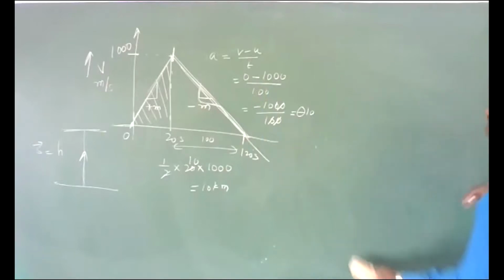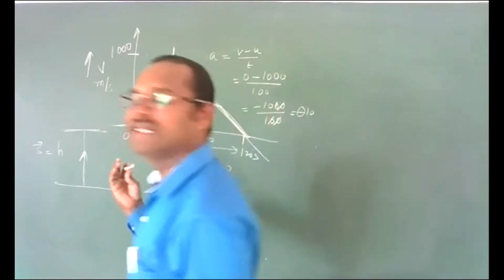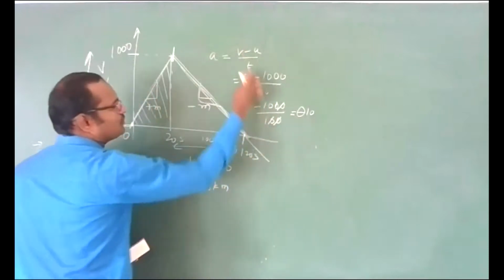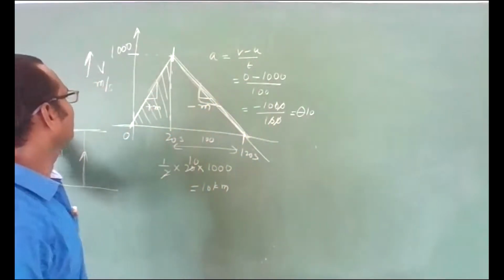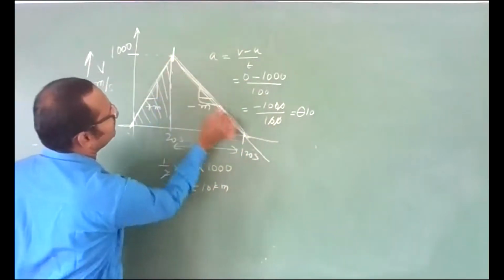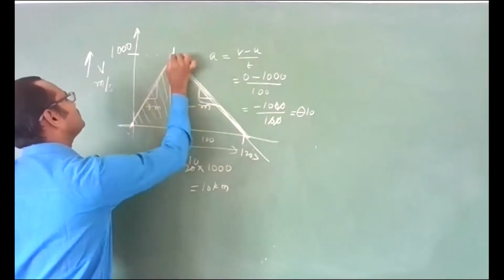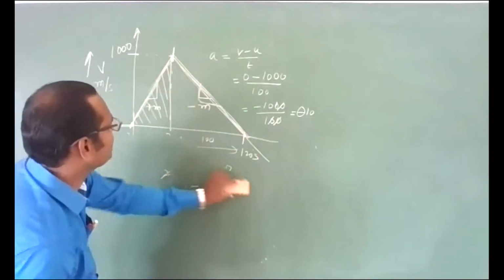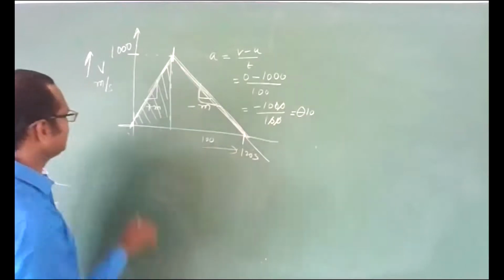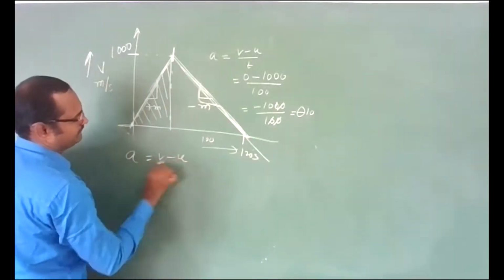Simply, orally you can give it, but if it is not Earth, then this type of thing you should do. Like this you should do. Retardation is this slope only you should take. Acceleration is this slope you should take. See, acceleration also you get the same way. Acceleration is changing velocity by time.